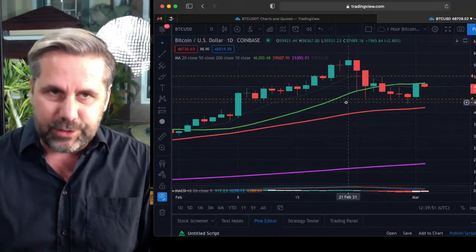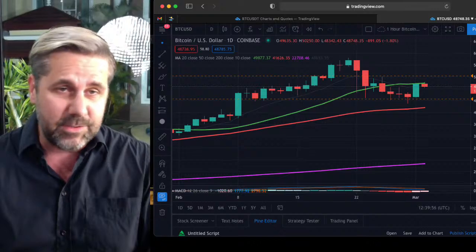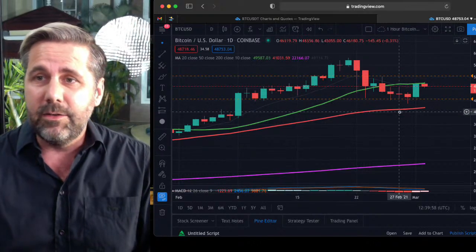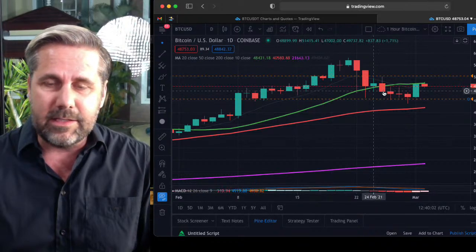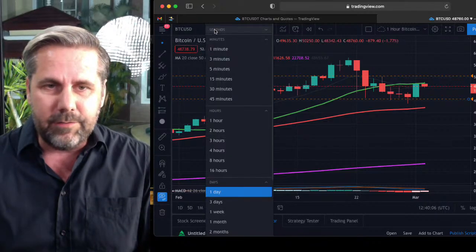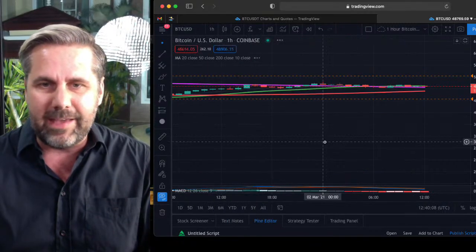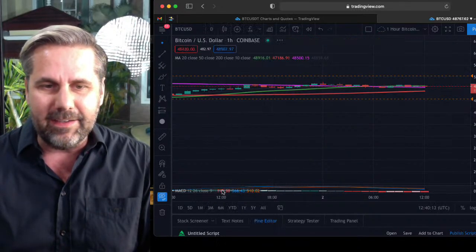I will explain to you what these lines are and why they are important. Feel free to ask questions as I teach you here, right? So the first line, the green line here, is a 20 moving average. It means 20 days. If you're in a 1 hour, then it's going to be 20 hours. That's not going to be accurate. So that's why we want to go in 1 day, okay?